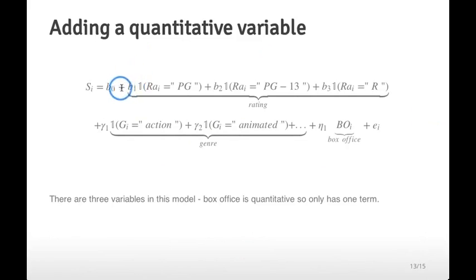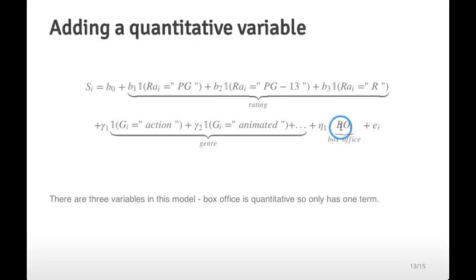So again, this is the same ANOVA model where we have the Rotten Tomatoes score as the outcome, we have the movie rating terms, we have the genre terms, and then I add just a quantitative variable for the box office here. So the box office is just a number in millions of dollars. And so you actually just include this as one more term in the model. And since this isn't a factor variable, this is a quantitative variable, we only include it as one term.